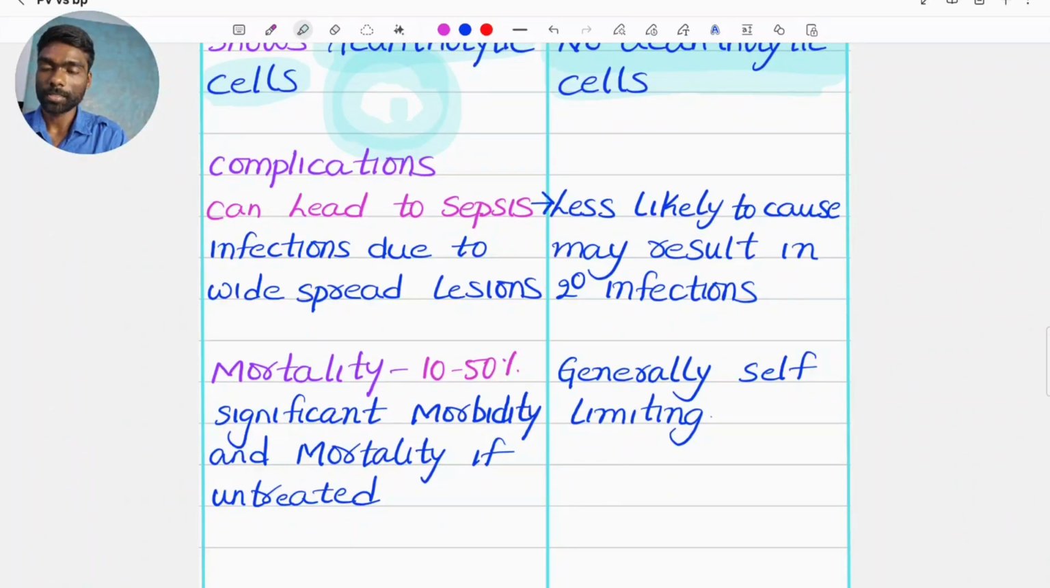Coming to complications, Pemphigus vulgaris can lead to sepsis because of secondary infections with streptococcus or staphylococcus, because of widespread superficial lesions which will erode easily and will be easily susceptible to secondary infections. In Bullous Pemphigoid, as there are tense intact bulla, there are fewer chances of infection. It may result in secondary infection but may not progress to sepsis and mortality. Here I already told you mortality is 10 to 50%, significant morbidity and mortality if left untreated. Here it is generally self-limiting, Bullous Pemphigoid.